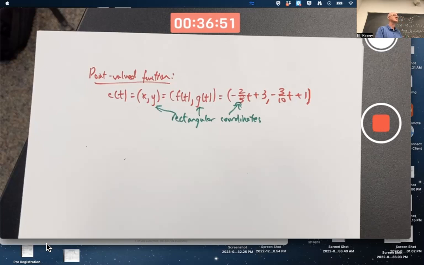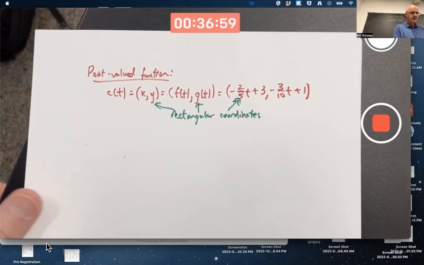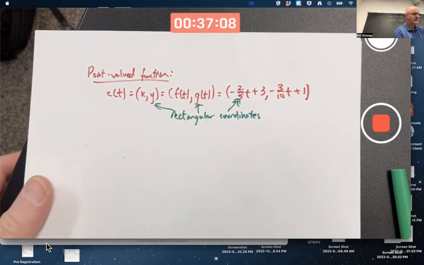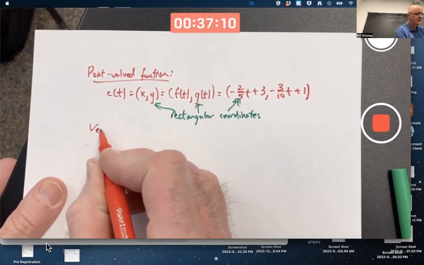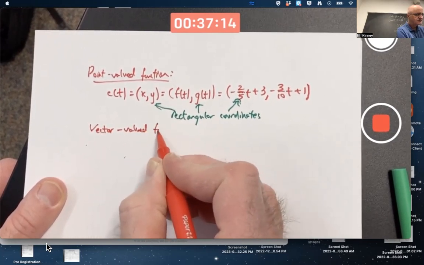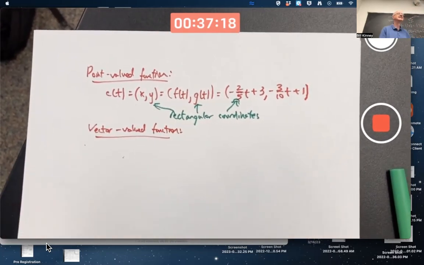The coordinate system you use depends on the application. We're used to rectangular, so we'll keep it with rectangular. So I could think of the output as a point. For any input t, a real number, I get a point. I could also convert this to a vector valued function. I could use the exact same notation.